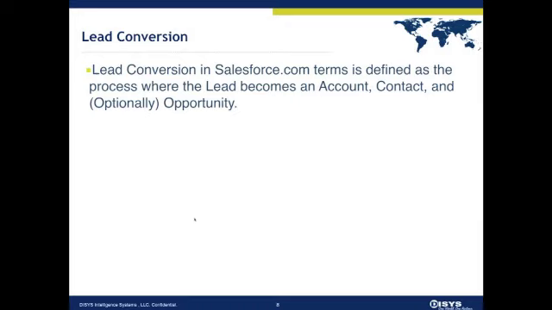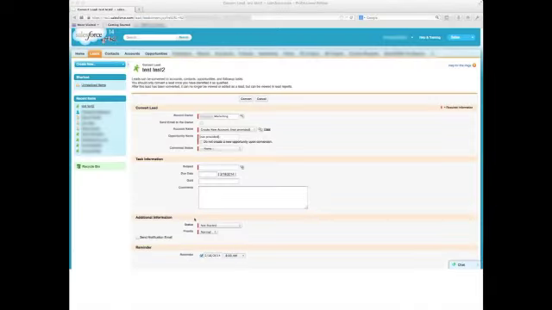It creates an account, which is the company record, and then it creates a contact if the account doesn't exist. It creates a contact, which is the person, the lead becomes a contact, and then the opportunity, which is the tracking of the sale record. So that's conversion.